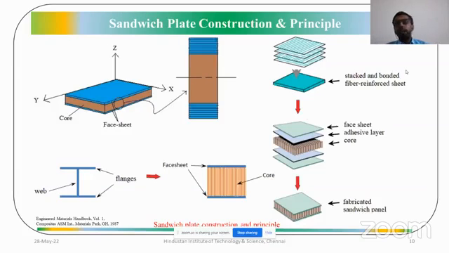Composites have different types. Here in the sandwich plate, we are using the laminated composite as the face sheet, and in between the two face sheets, upper and lower, we are using the core. The core may be a soft core, it may be honeycomb or any other structure. So these are the core, which is in between the upper and lower face sheet.